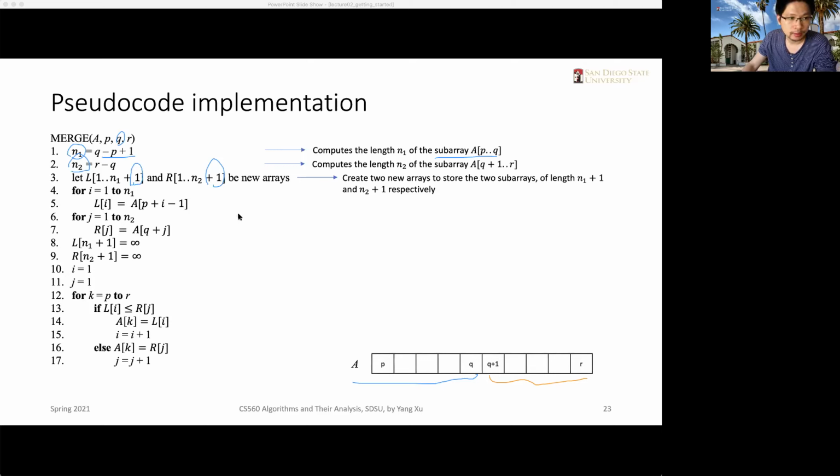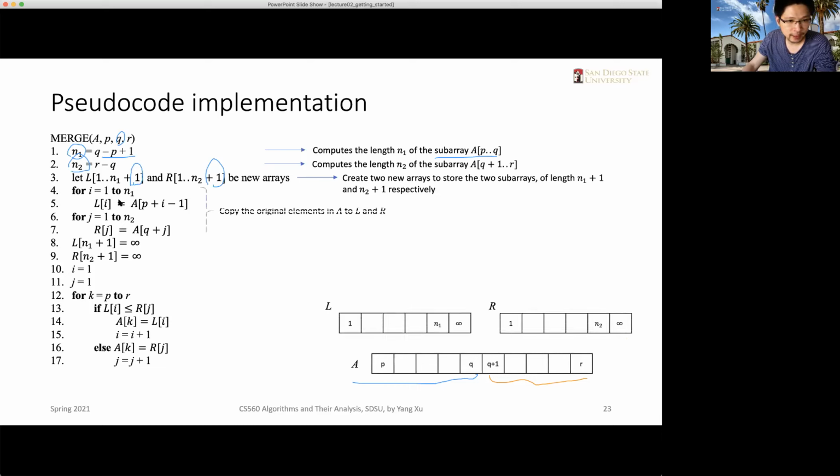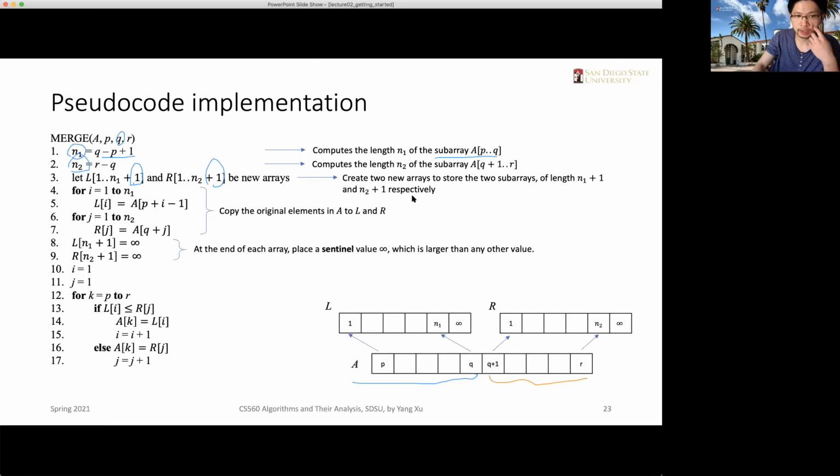So we will see why this is the case. All right, so next, from line 4 to line 5, there are two for loops, okay? They are not nested, not embedded into each other, but two standalone for loops. The first for loop copies the elements from the first half of A to L. And the second copies the second half to R, okay?